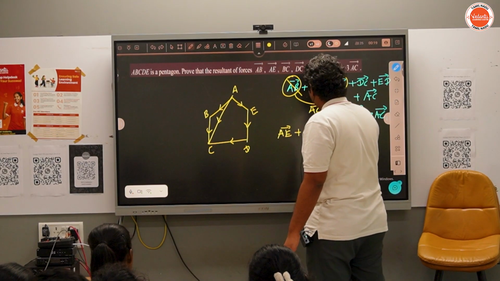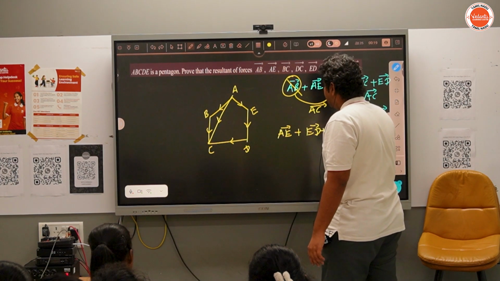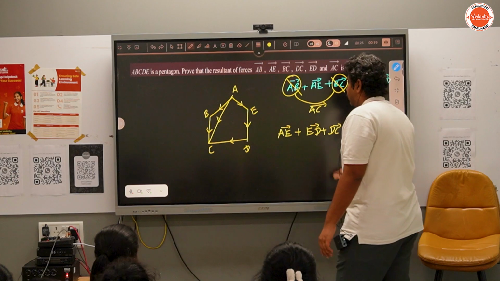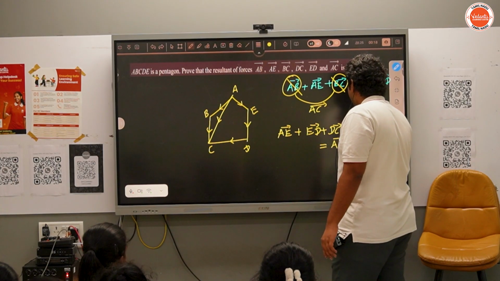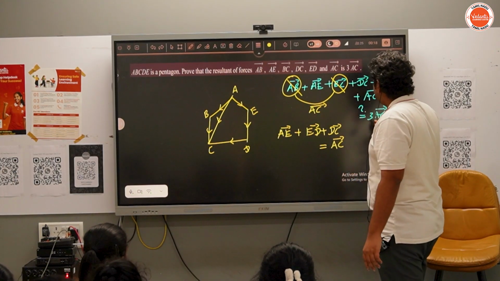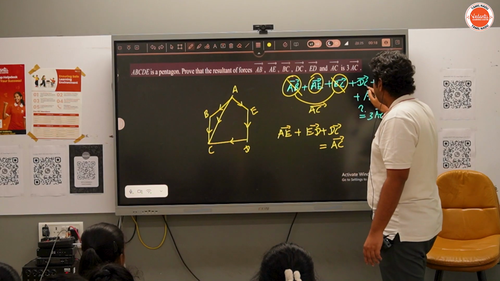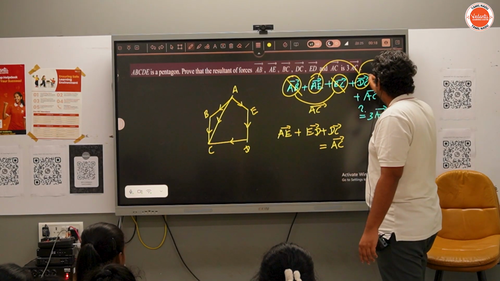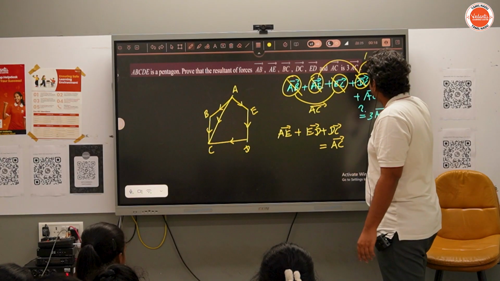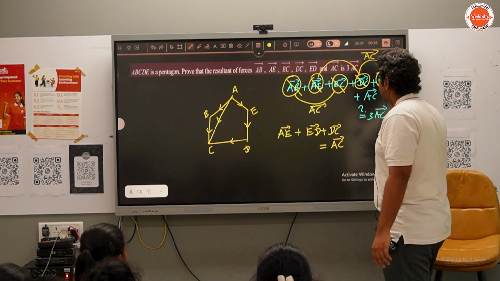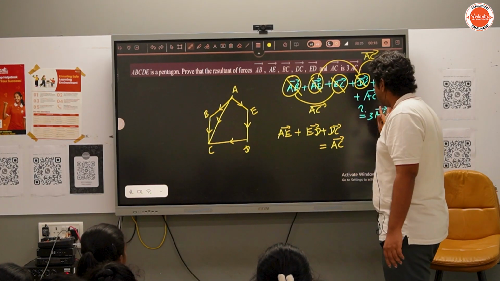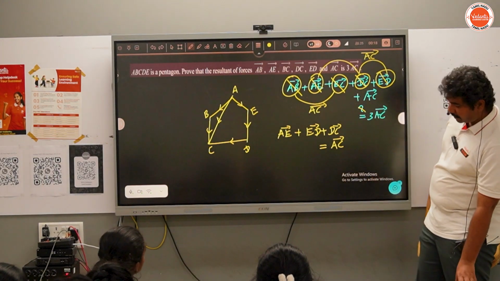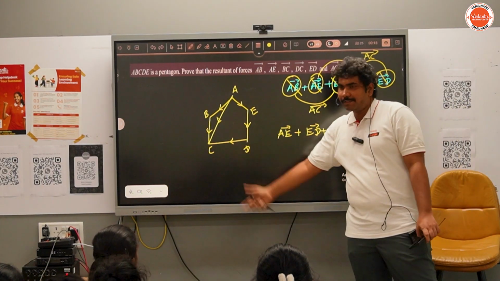AE vector plus ED vector plus DC vector is equal to AC vector. So AE, DC, ED, all these three are going to be cancelled out for one AC vector. Okay. So AC plus AC plus AC, 3AC. Okay. That's all. And yes, again we need to be really careful over here.